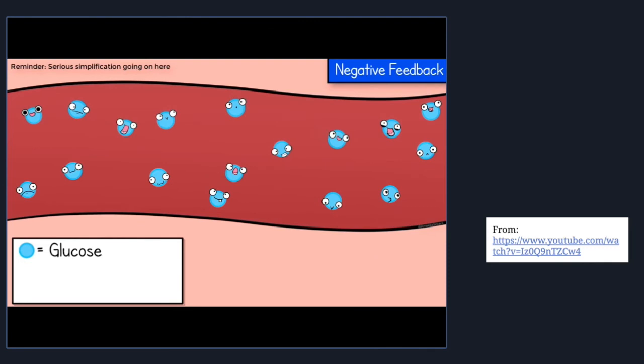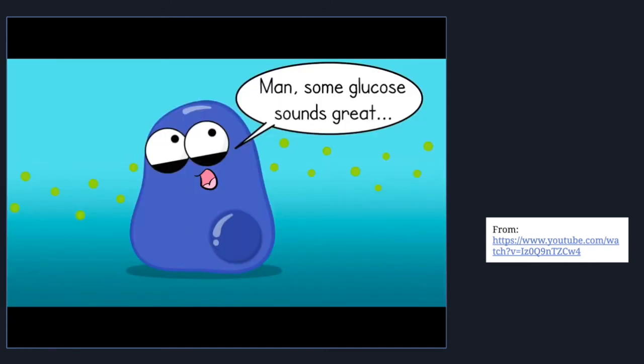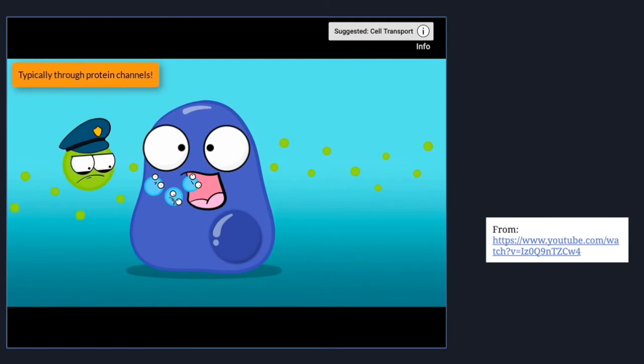But when glucose, blood sugar, is too high, one hormone that is released is insulin. I always imagine insulin as this hormone that makes the cells say, feed me, because it has the ability to make cells take in glucose.